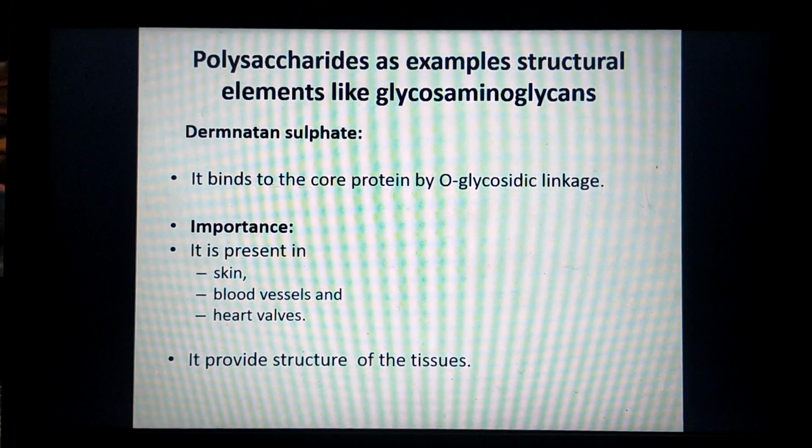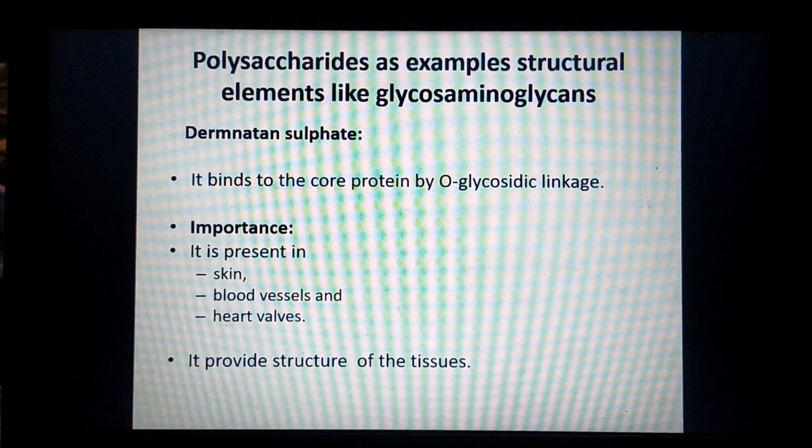This dermatan sulfate forms O-glycosidic linkage with core proteins. Again here serine and threonine play an important role in the formation of this O-glycosidic linkage because they contain a hydroxyl group, OH. Dermatan sulfate is present in skin, blood vessels and heart walls. It forms various structures of the body.